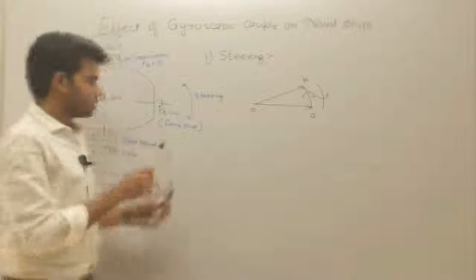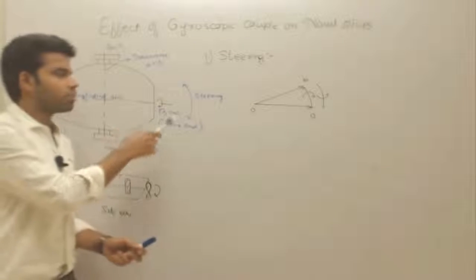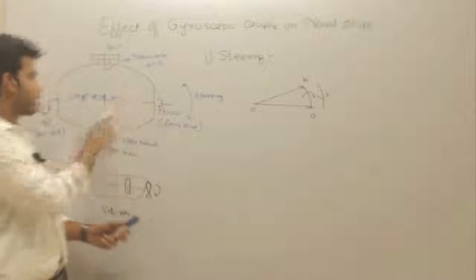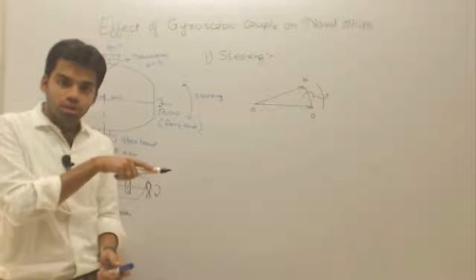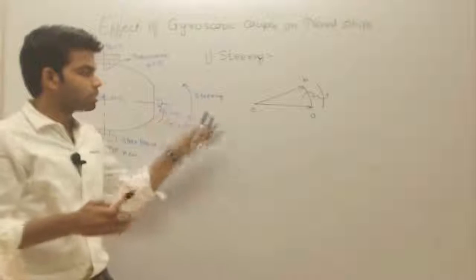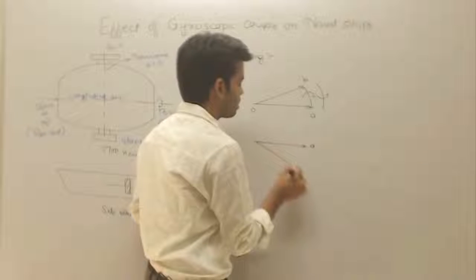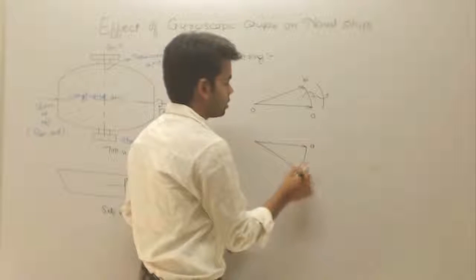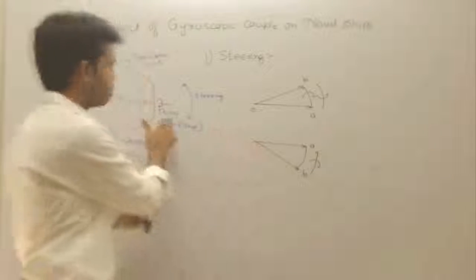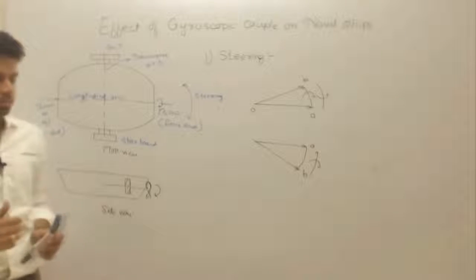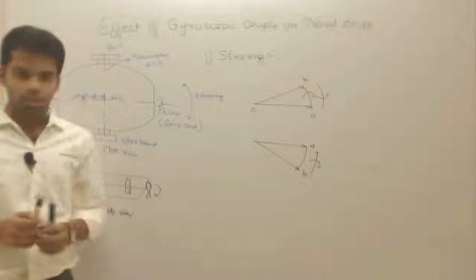So if the rotor is rotating in a clockwise direction when seen from the rear end, and if the ship is taking a left turn, then the bow will raise and the stern will lower. Now suppose the ship is moving to the right side. What will happen when the ship is turning right and the rotor is rotating in the same clockwise direction? This is the reactive gyroscopic couple like this. So this will lower the bow and raise the stern. Getting the phenomenon or not? Very simple to understand. Okay, so this is the effect of steering.